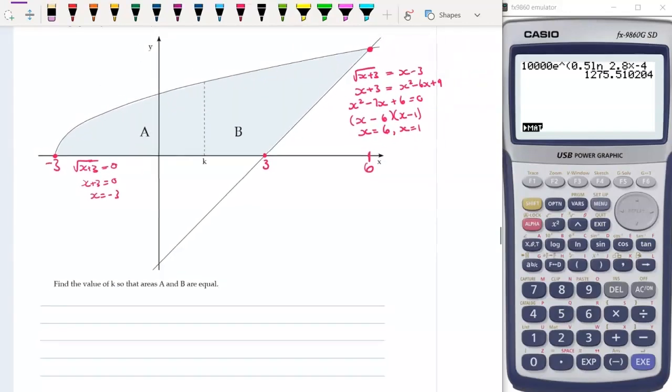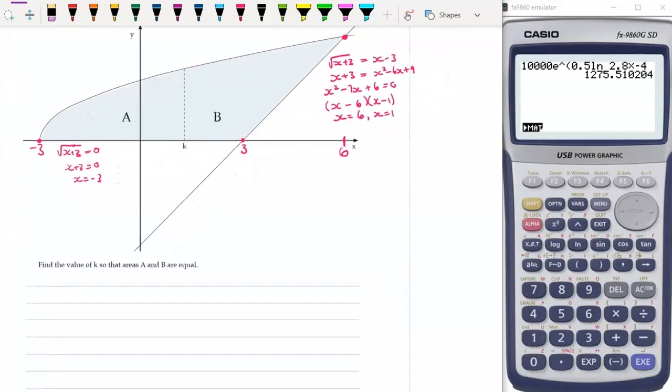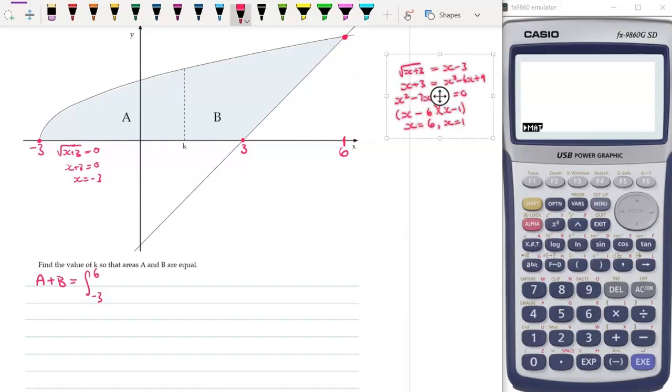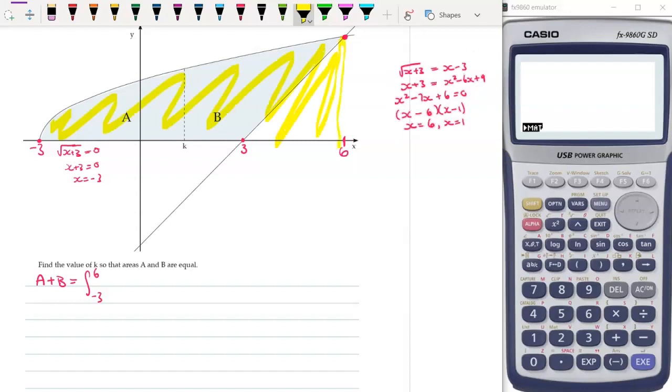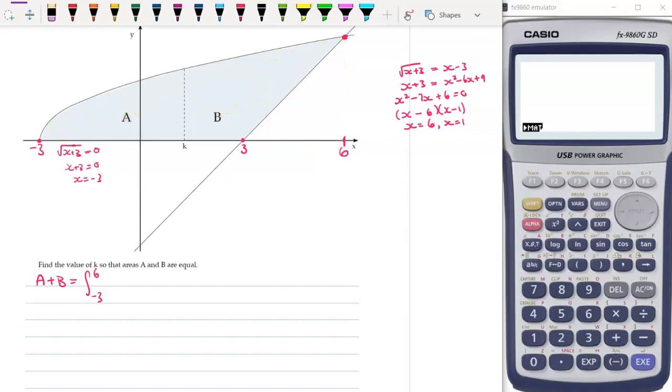Okay, so now let's go about finding some areas. So the area A plus B will be to integrate from minus 3 all the way up to 6. Let's just move this over to the side there. What that will do is get us all of this area underneath that curve up until the 6, which includes this extra piece of triangle. And let me just pop in the equation we're doing it for. So it'll be for the square root of x plus 3 one.